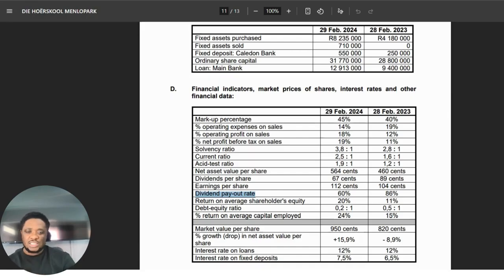So if we look at this case here, in the previous year, there is a payout rate of 86%. So that means that for every 1 Rand that the business made in profits, 86 cents was paid to dividends, which means that 14 cents was being retained for future expansion. But now in this case, the business has reduced the payout policy to 60%, meaning that it's retaining 40% for future expansion objectives. So, how do we make a comment here?